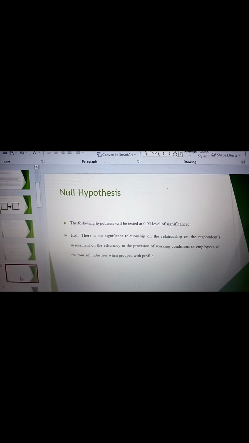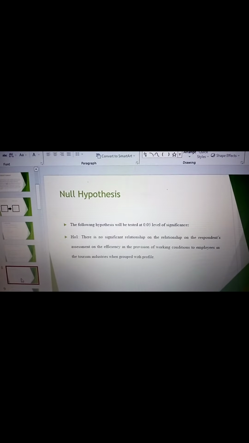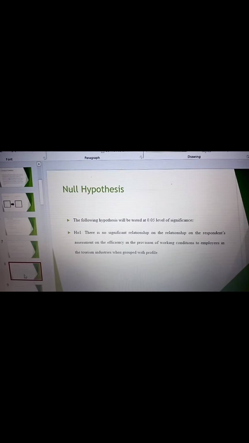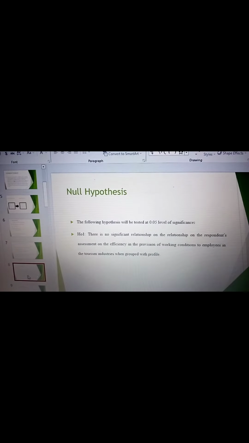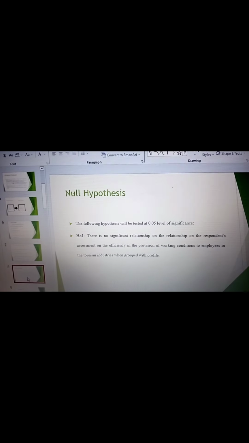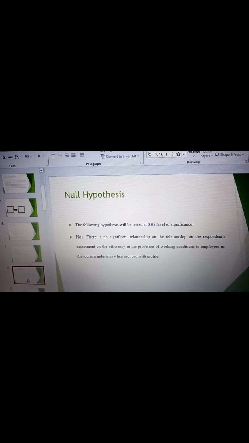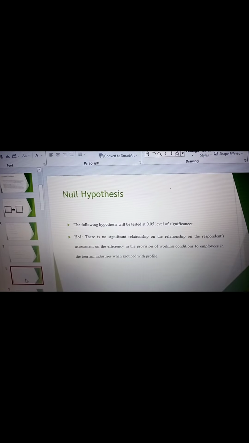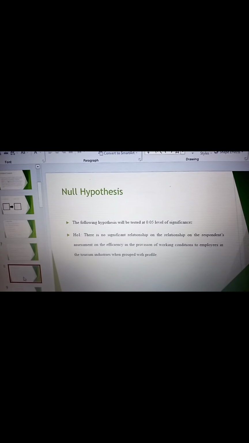Null hypothesis. The following hypothesis will be tested at 0.05 level of significance. There is no significant relationship in the respondents' assessment on the efficiency in the provision of working conditions to employees in the tourism industries when grouped with profile.